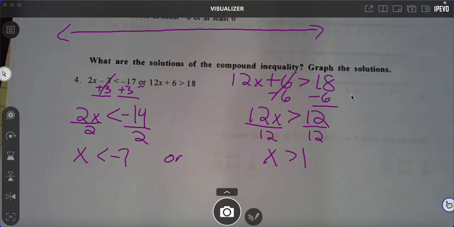Right. So, all right. I'll just start with -7. You do need to know your number line. Okay, and it goes to there.